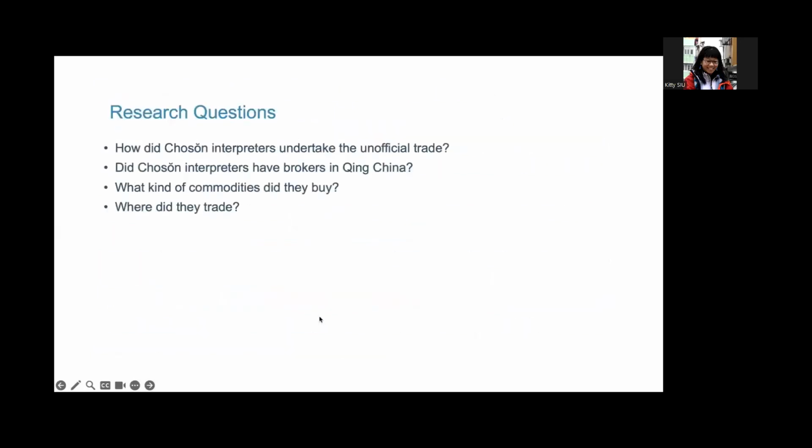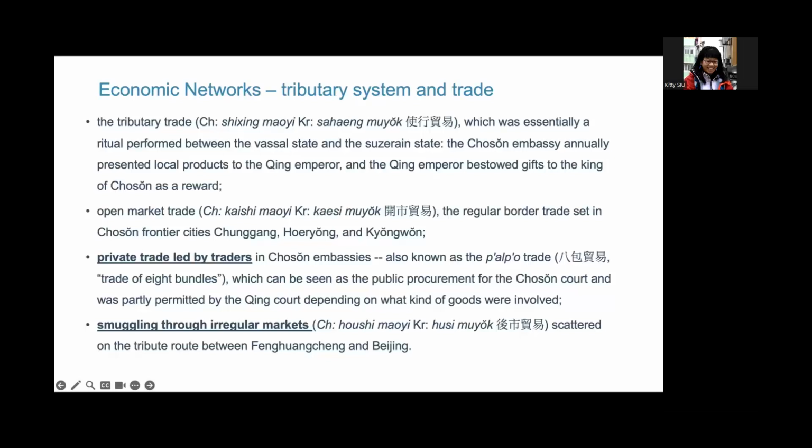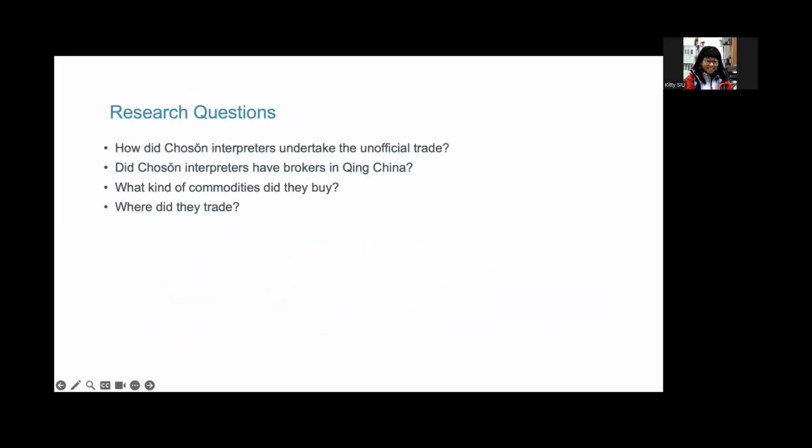So actually, if we only consider the official trade behavior, like tributary trade or open market trade, we can find a lot of resources or information regarding these two official trades, because this is officially regulated by a government treaty, and you can find lots of information in different official written history. But regarding the unofficial trade, it is a bit tricky to find clues or information about this behavior.